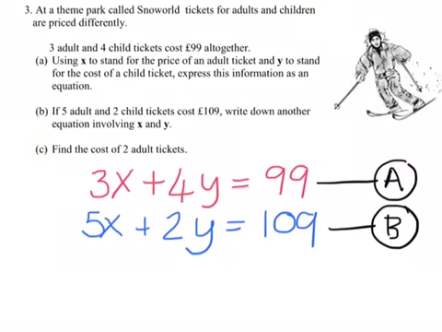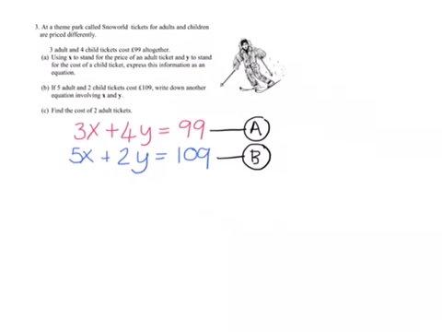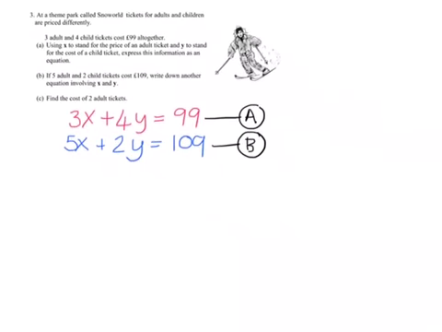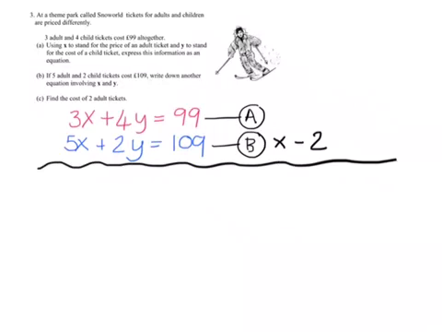In this particular question, it only asks us to find the cost of 2 adult tickets. So what we're trying to find is x. So if we could eliminate y at this point, we don't in fact need to go on to find y. That can be done fairly easily. If we look at our 2 equations, we have 4y and 2y. So if I were to multiply equation B by -2, then if we add it to equation A, the y's would cancel out. So we'll do that just underneath this line.